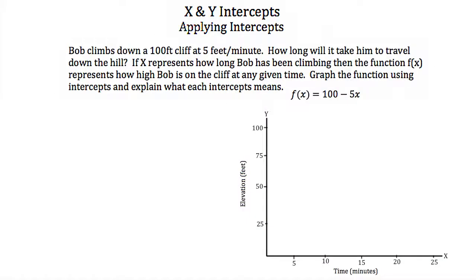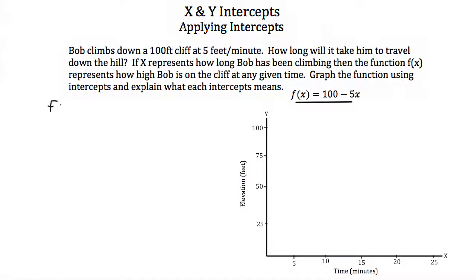So now that we know how to find and use x and y intercepts, let's see if we can apply them. Here we have a word problem that begins with: Bob climbs down a 100-foot cliff at 5 feet per minute. How long will it take him to travel down the hill? If x represents how long Bob has been climbing, then the function f of x, which we're given, represents how high Bob is on the cliff at any given time. Graph the function using intercepts and explain what each intercept means.